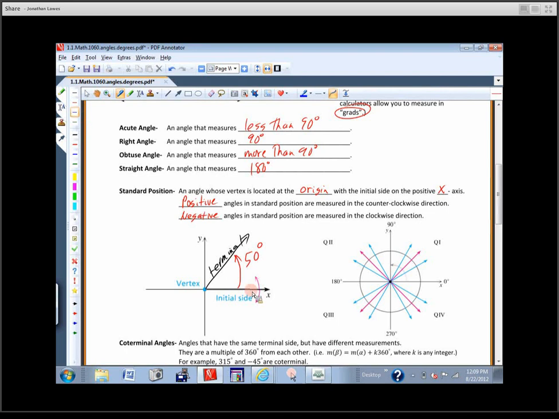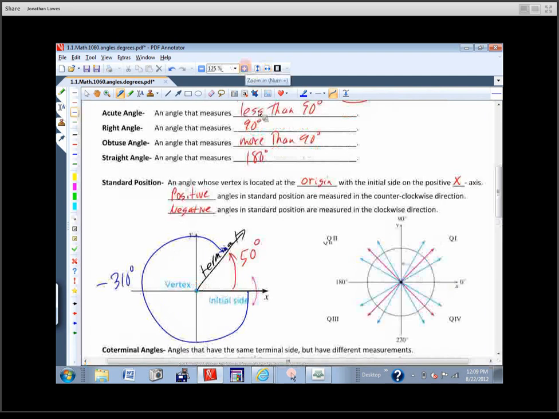How about this one right here, the negative one that stops in exactly the same place? We've got this small 50-degree angle here. How about this big guy right here? That would be 310 degrees, and it would be negative because we went in a clockwise direction. We'll talk about why that is in just a second.